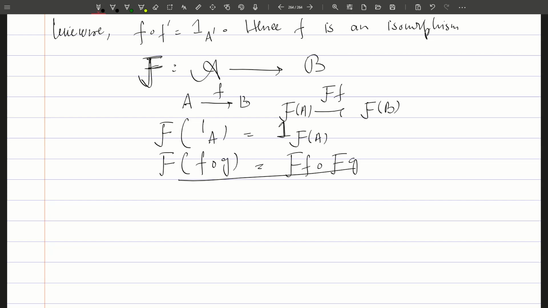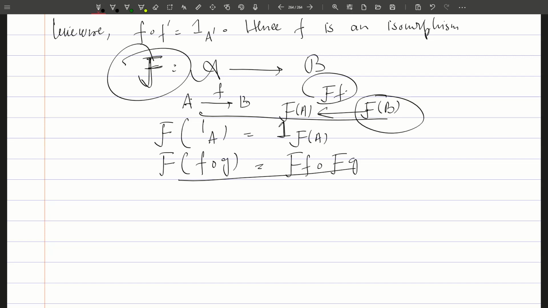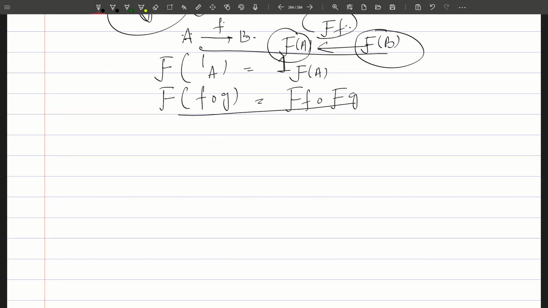Now, what do we mean by contravariant functor? A contravariant functor is the same as a covariant functor except for this condition. If we have an arrow f from object A to object B, and F is a contravariant functor, then this arrow gets reversed. I mean the morphism F of f is from object F of B to F of A, given that f is a morphism from A to B. So a contravariant functor reverses in some sense the arrows. So let us define the contravariant functor.